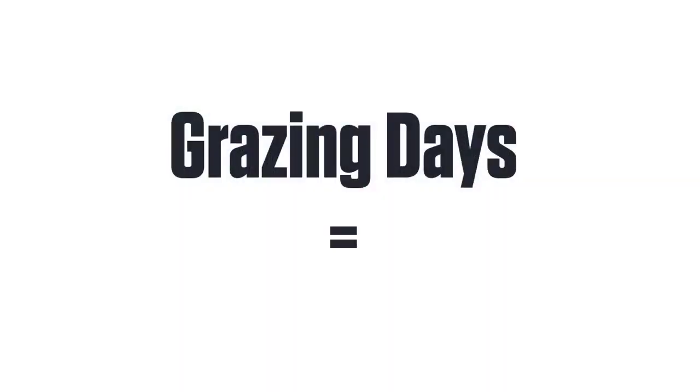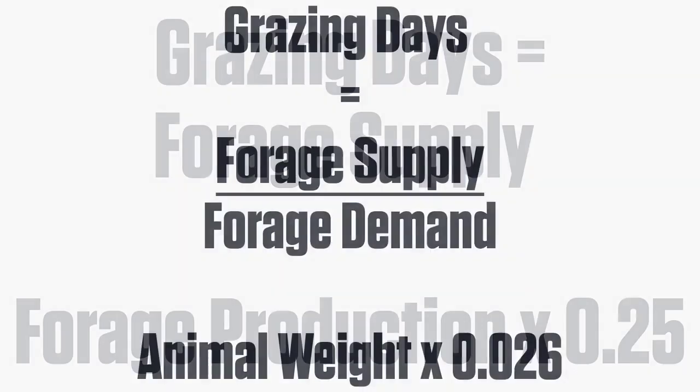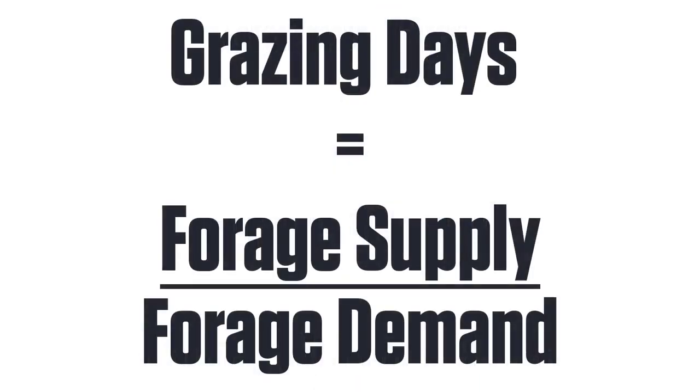Now we have animal demand and forage supply. Let's bring it all together. To calculate grazing days, forage supply, the estimated forage production from the Web Soil Survey multiplied by 25% utilization, is divided by forage demand, animal weight multiplied by 2.6%. That is it. You now have the number of available grazing days for that pasture.